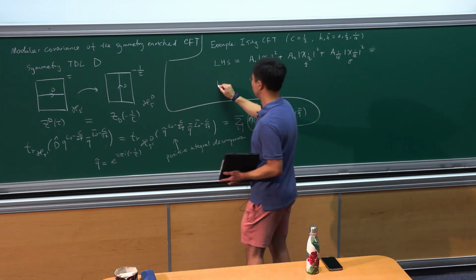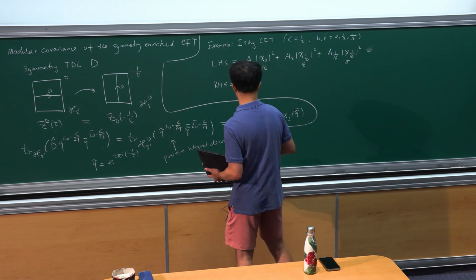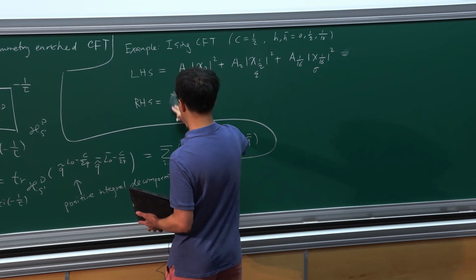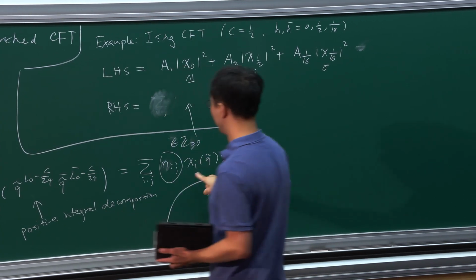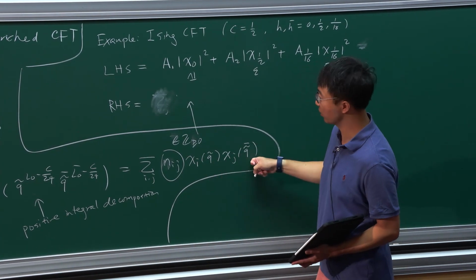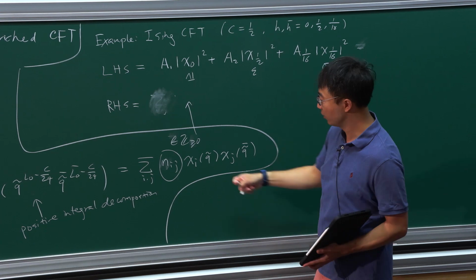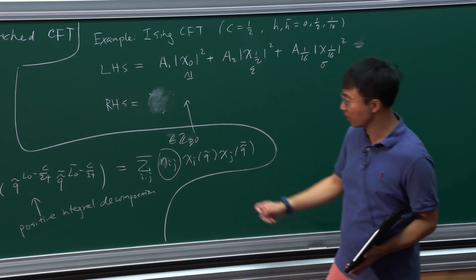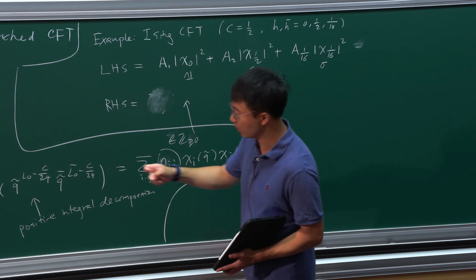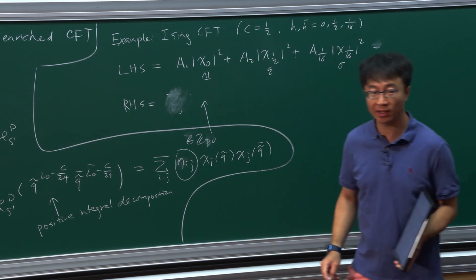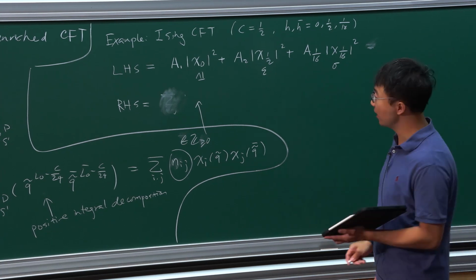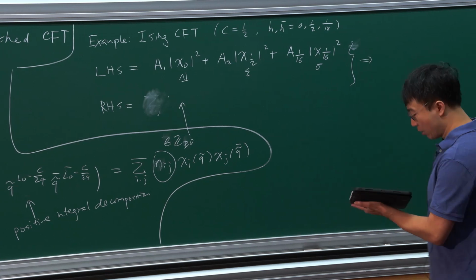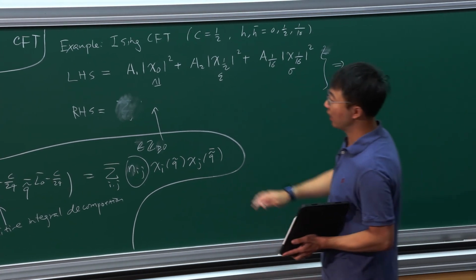equal to positive integer combinations of the same characters that show up here, just up to a change of the argument from Q to Q tilde. And you know how these characters related by changing from Q to Q tilde are related by the S transformation. And this together with this equality allows you to solve for the possible values of A.